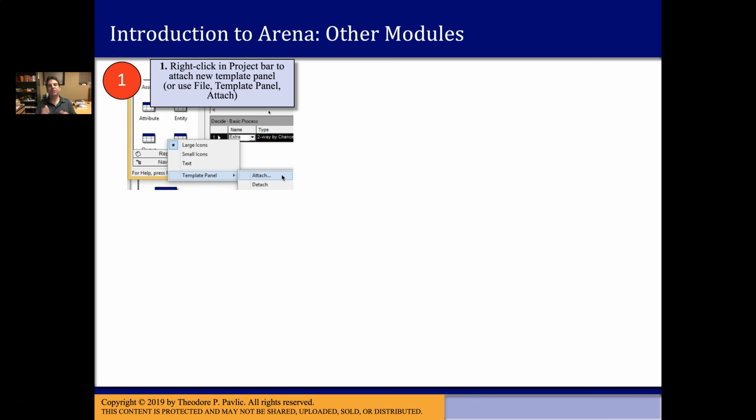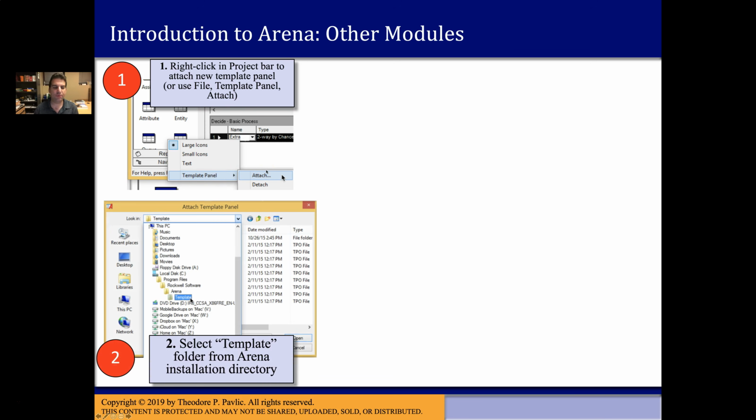All right, other modules. I mentioned that that was the basic process panel. Now you're going to have to attach other panels for labs that require these additional panels. If you right-click on the project bar, you can go to Template Panel and say Attach. That will bring up this folder view, where it should by default be in C, Program Files, Rockwell Software, Arena template. But if it's not, you'll have to select down through that.